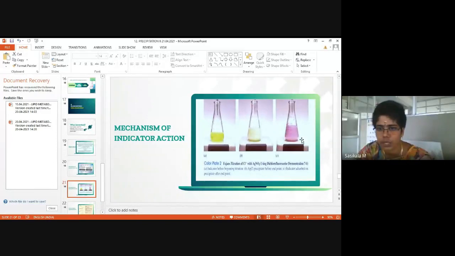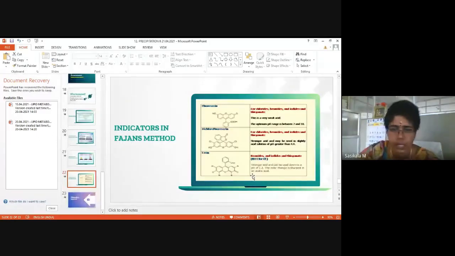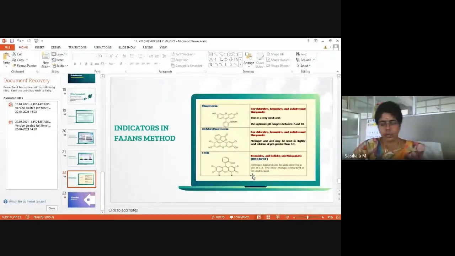Color change observed in Fajan's method. So at last you will get pink color solution, precipitate. The yellow color is converted to white precipitate because of the reaction of silver and chloride, and because of the reaction of silver and indicator, it gives pink color. Okay, this is the color change in Fajan's reaction.